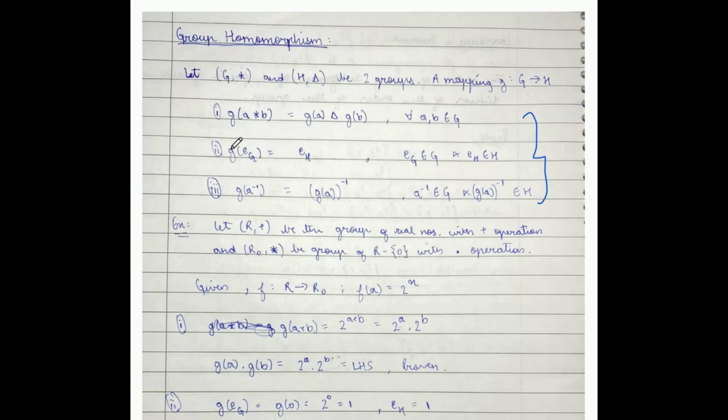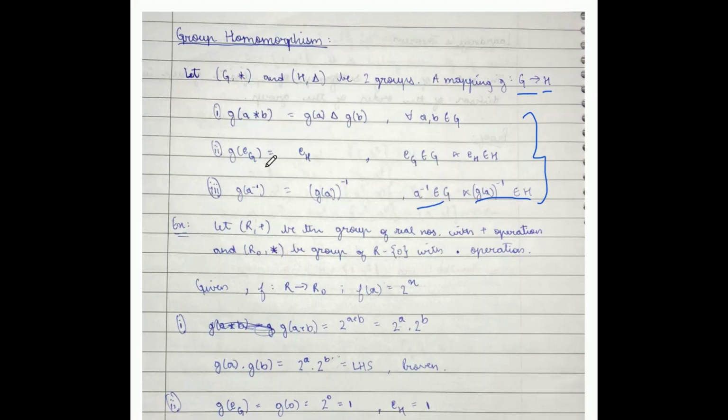The second is g of the identity element of G is equal to the identity element of H. e of G obviously belongs to G and e of H belongs to H. The third property is g of a inverse. So a inverse is the inverse from group G, and so g of a is calculated and then the inverse is taken from group H. So g of a inverse belongs to H and a inverse belongs to G.